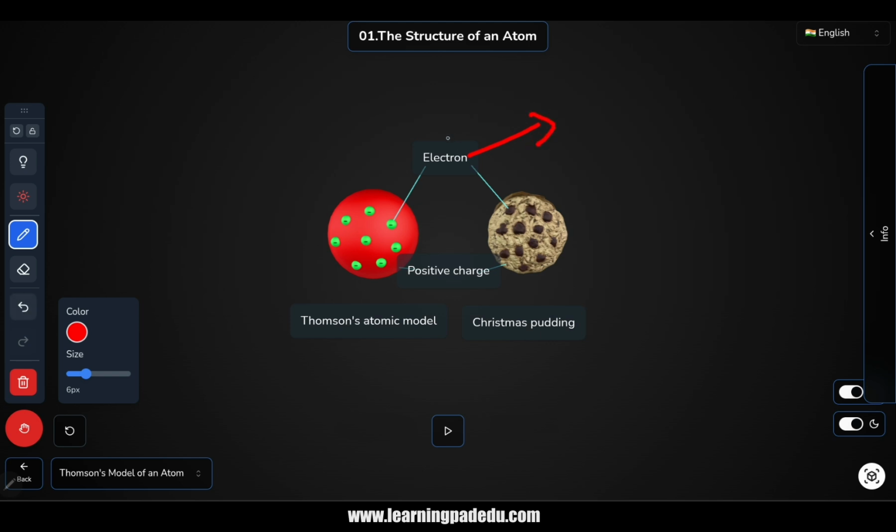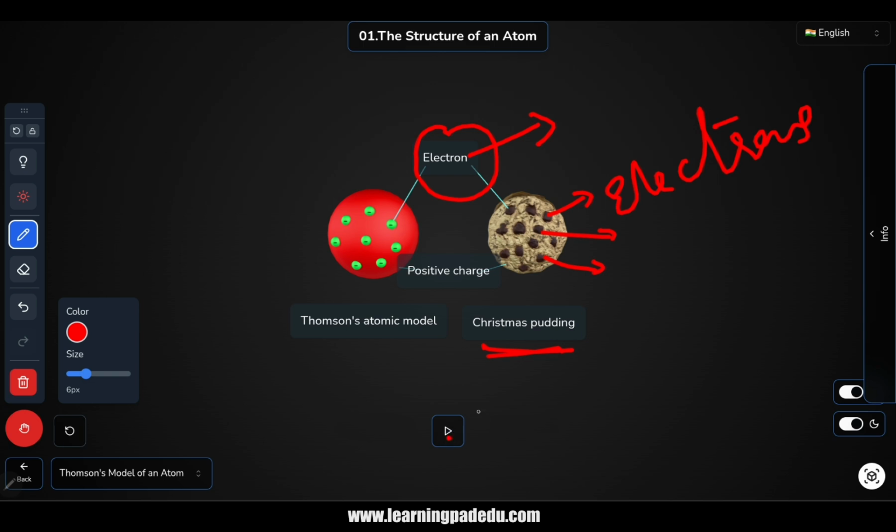He said that electrons are present like the currants, or you can say the dry fruits, which you see in the pudding. Okay, this he compared to electrons. And the remaining part of the pudding or the cake, he considered to be positive charge. So the complete part of the cake is positive charge, and the black currants are electrons. So he compared an atom to a Christmas pudding.